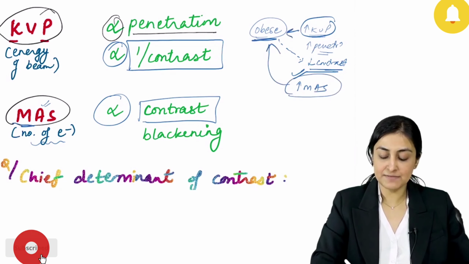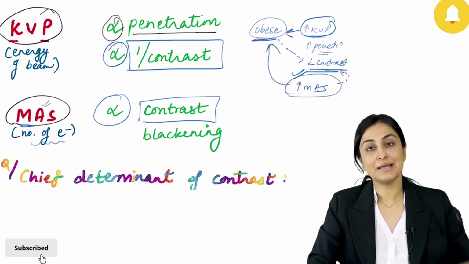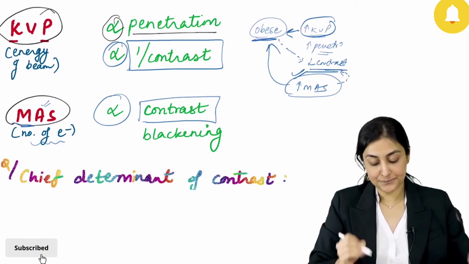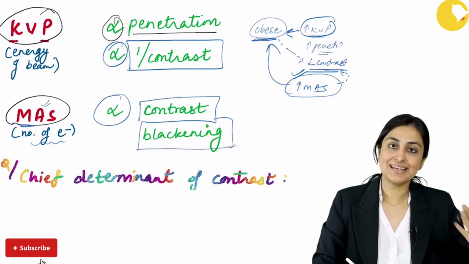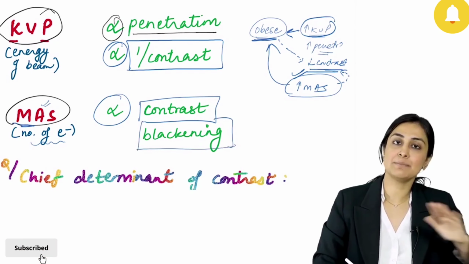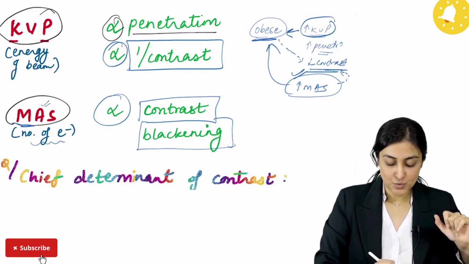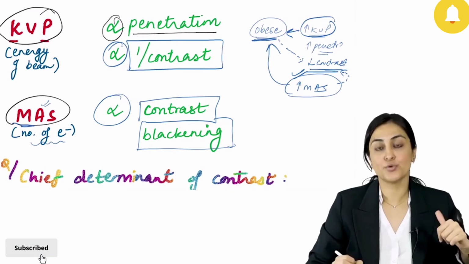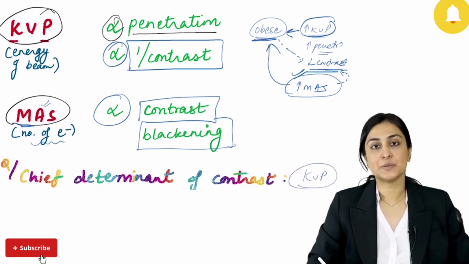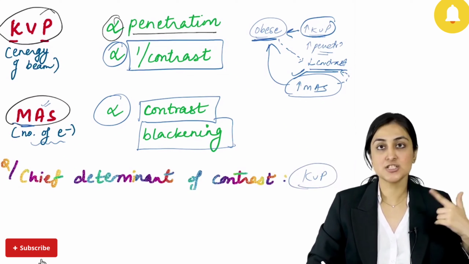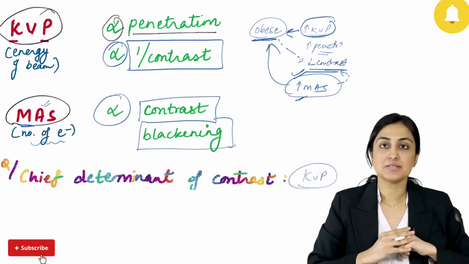So you increase the KVP, you increase the MAS also, and you can in turn make up for the contrast. But overall it determines the blackening. If I go on increasing the MAS, it becomes more and more darker overall. So when asked what is the best determinant of contrast, it will be KVP. Remember, KVP is the chief determinant of contrast. MAS is just a secondary parameter that we can use in such cases to compensate.